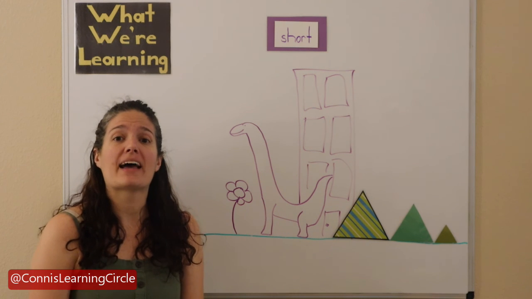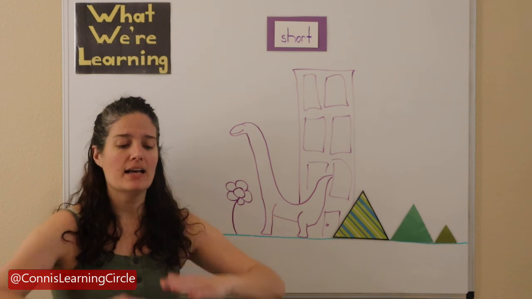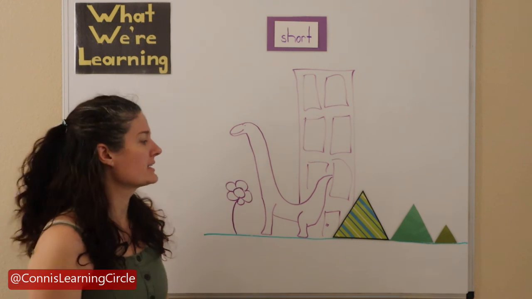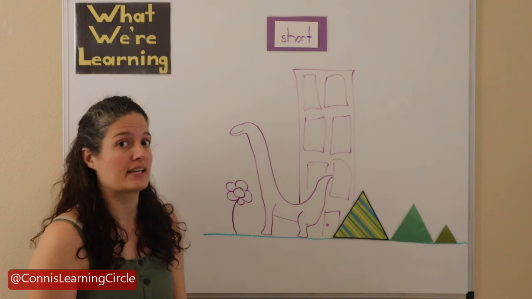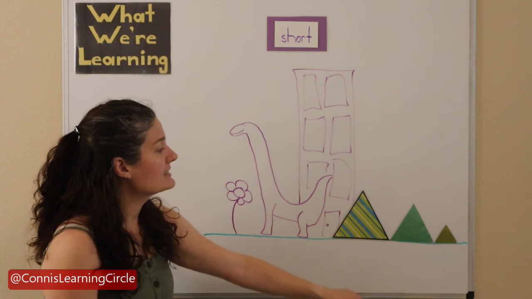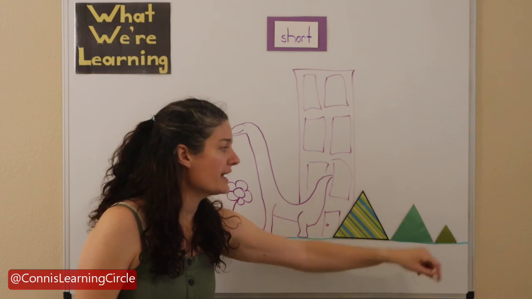And we learned that we have to make sure when we are talking about short and tall things that we keep them all on the same line together, so that we can compare them and make sure they're all starting at the same spot together and see which one is closer to the ground. And we found our short triangle over there.